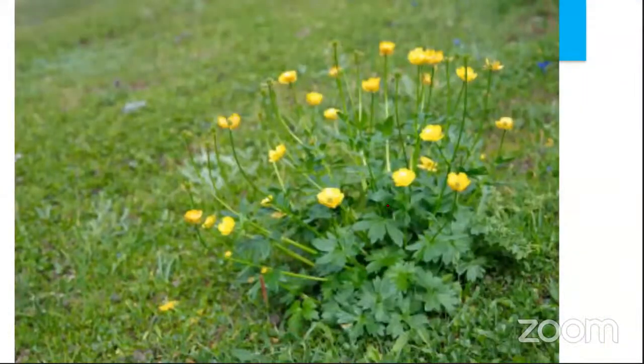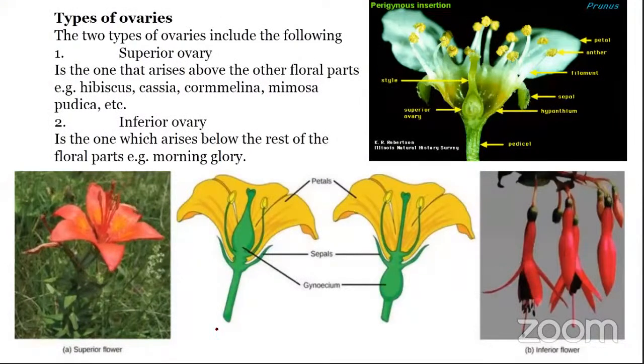Let us continue with the types of ovaries. I hope each one of you is at the same page with me. Now, looking at the types of ovaries, there are two types, which include the following: the superior ovary and the inferior ovary. Superior means that the ovary is above all the other four floral whorls, and inferior means it is below.